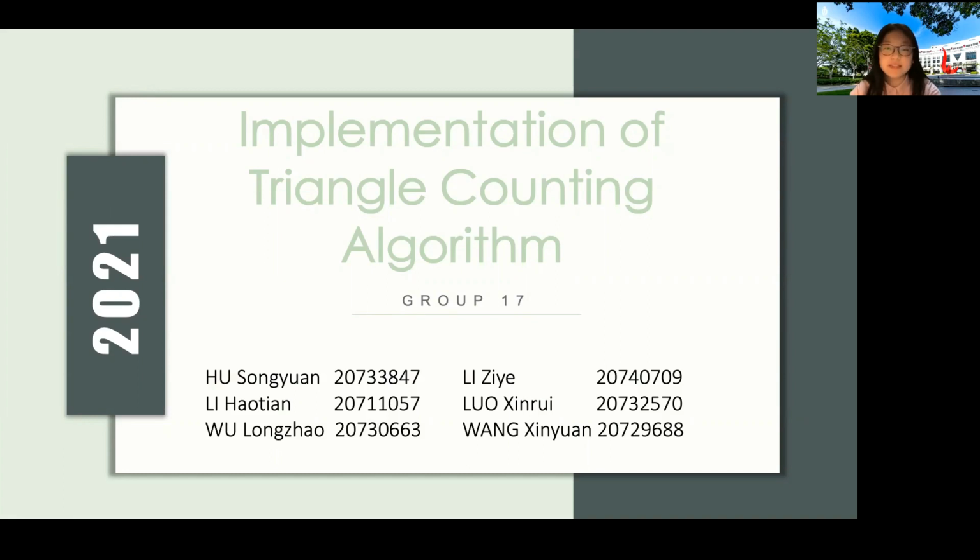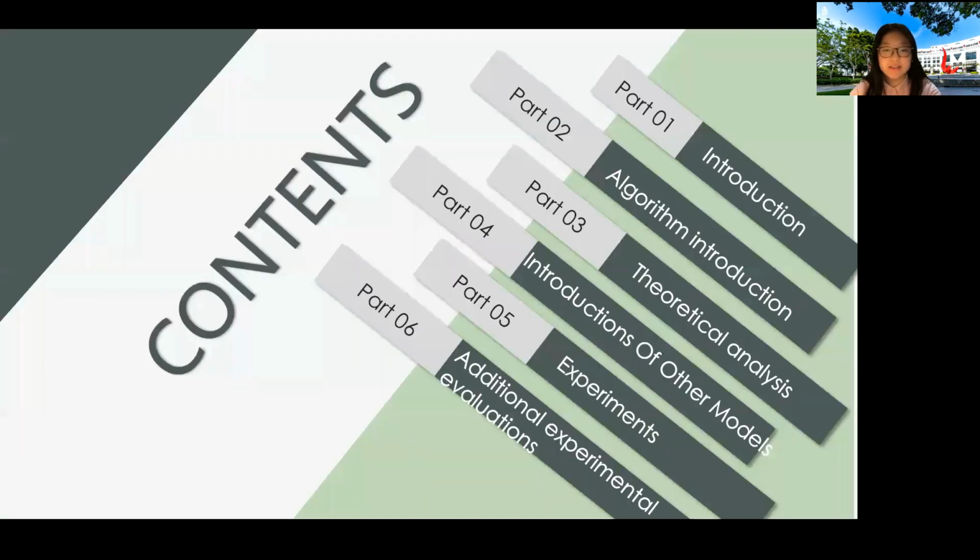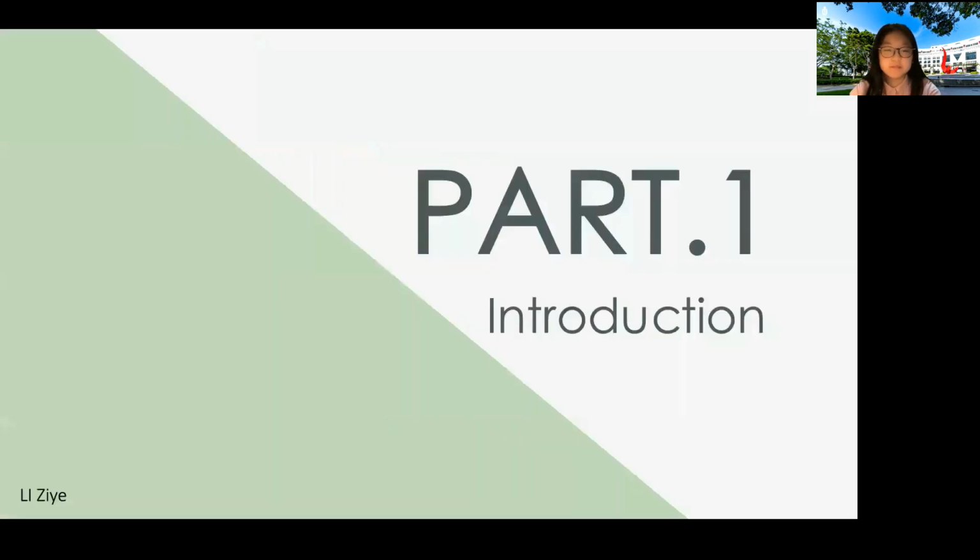Hi everyone, we are Group 17, and our project is about implementation of triangle counting algorithm. This is our outline, and let me show you the first part, introduction.